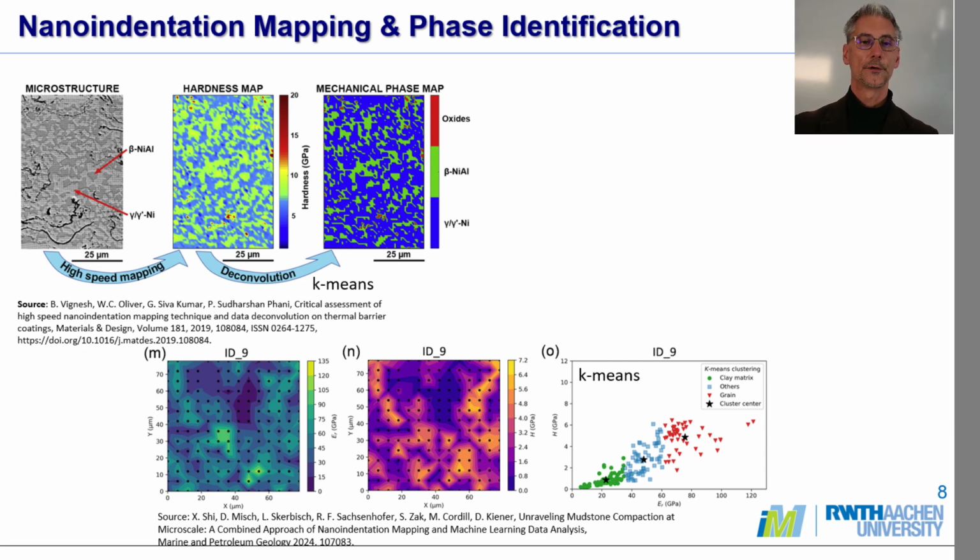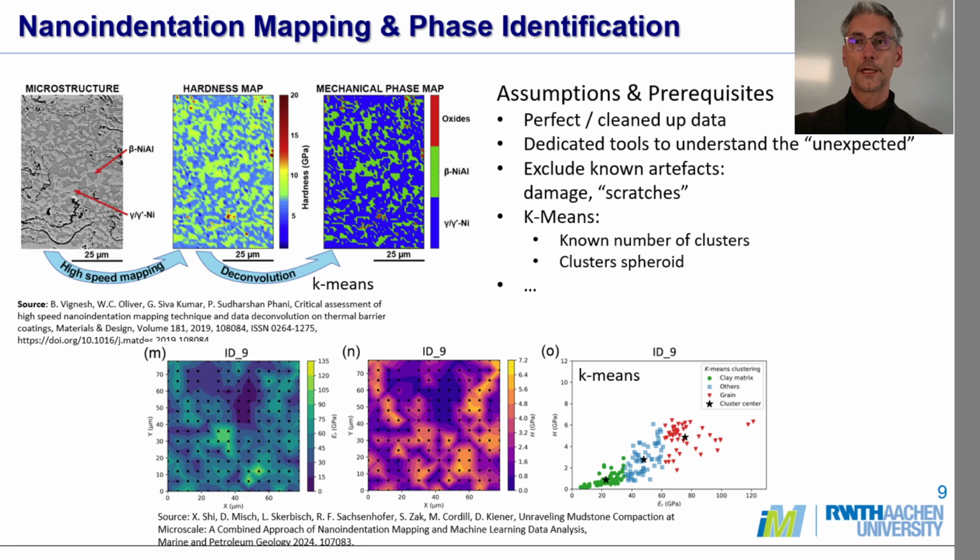Like we take our nano-indentation mapping of the microstructure, get the hardness map, and then deconvolve that into the phases, for example, using a k-means clustering algorithm. When we do that, or when we do any analysis, of course, we have a number of assumptions and prerequisites. In general, we assume that we either have perfect data, which is not feasible really, but we have cleaned up our data before we start our analysis.